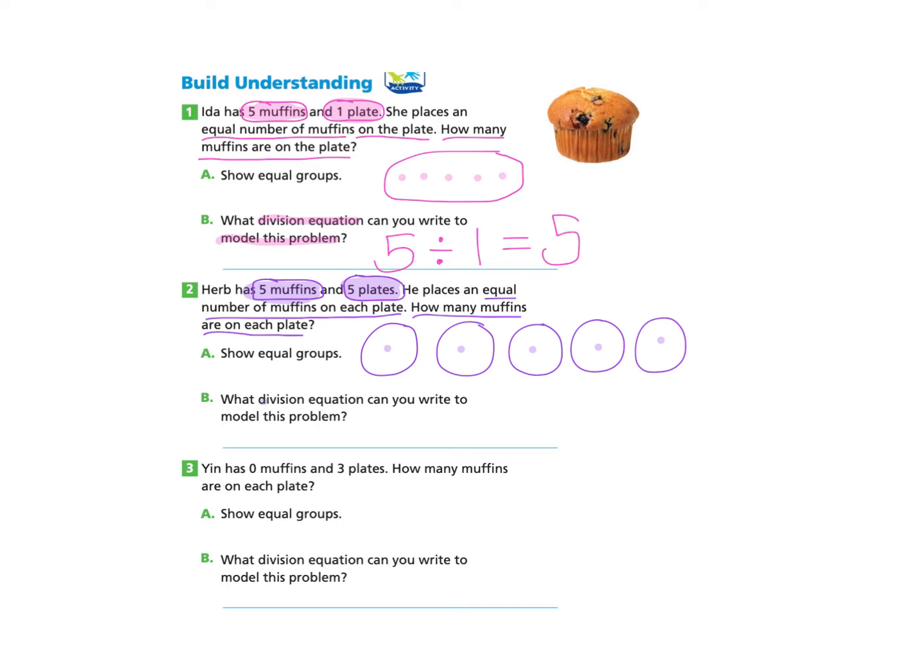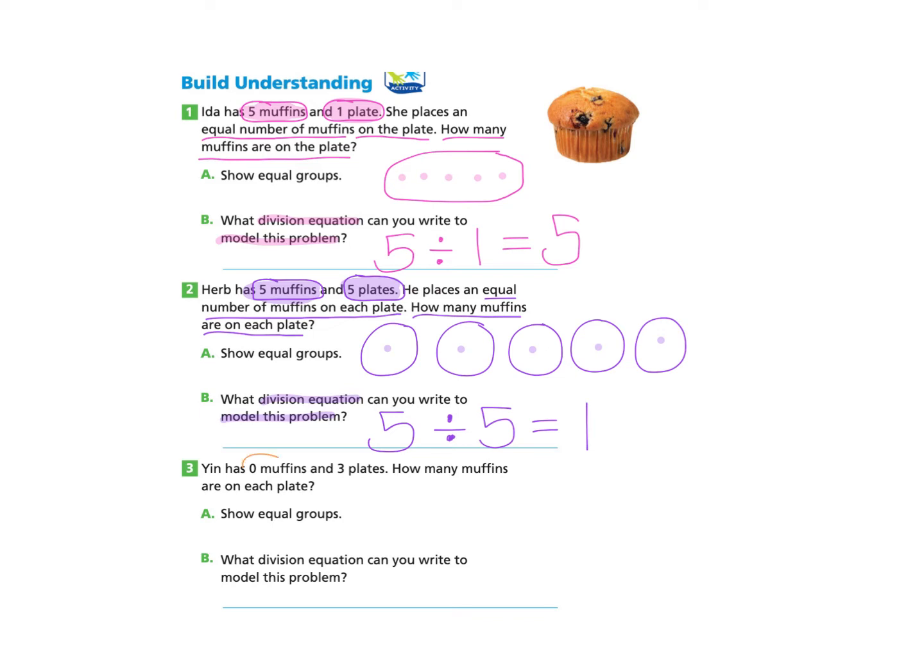What division equation can you write to model this problem? Well, we know that there were 5 muffins, and we needed to divide those muffins onto the 5 plates. And when we did that, we found that there was only 1 muffin on each plate. So that is our division equation. Now let's take a look at Part 3.